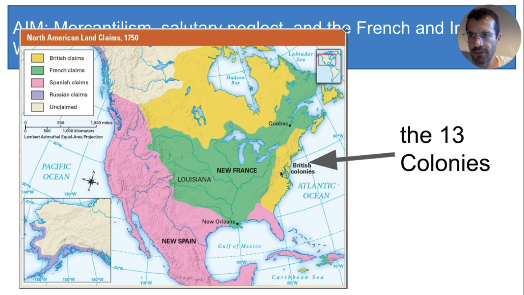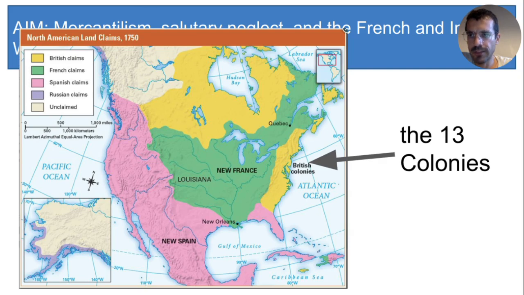If you look at the map, you'll see that there were two other European countries besides England that also controlled colonies in North America. To the west of the 13 colonies was all this land in green, colonized by France, and to the south was all this land in pink, colonized by Spain. So there was a lot of competition between Europeans for this land in North America.